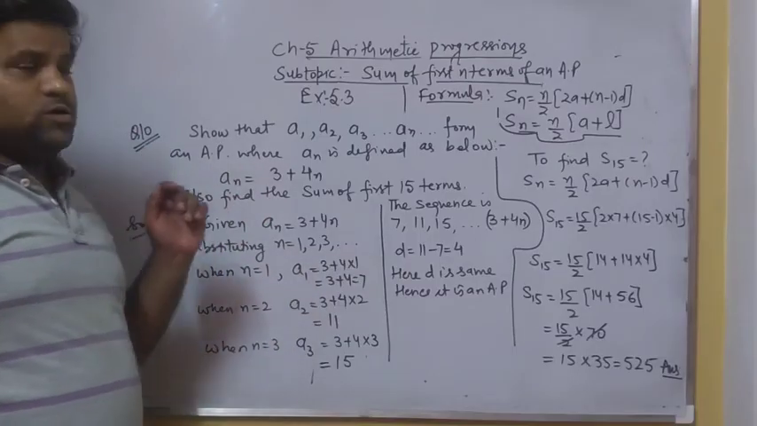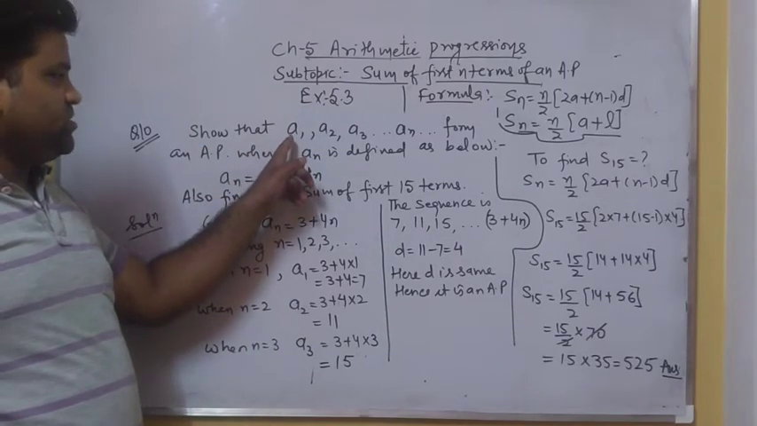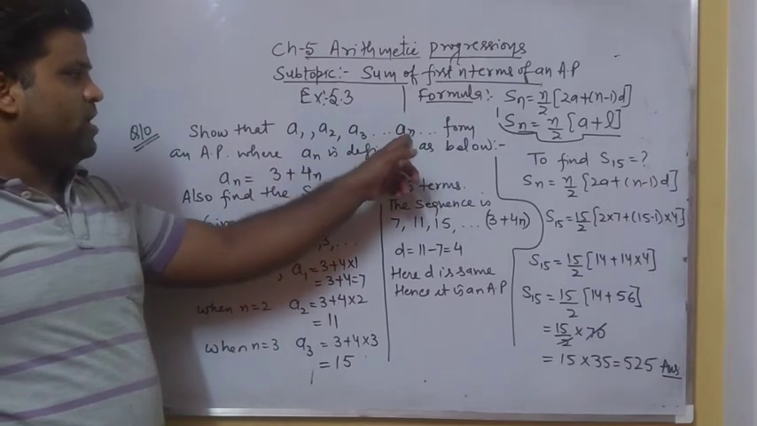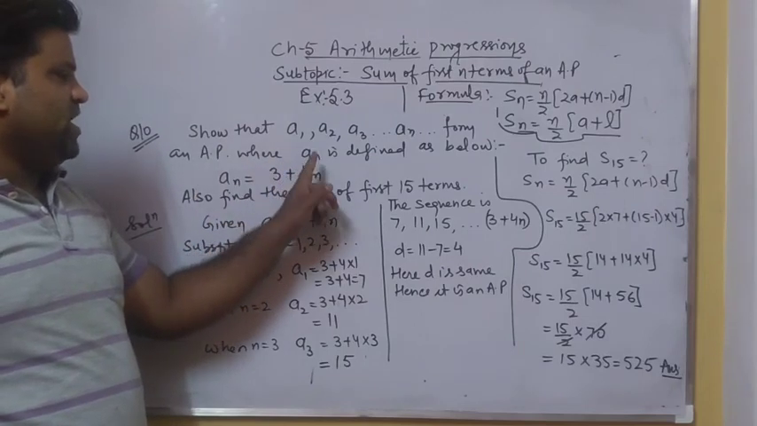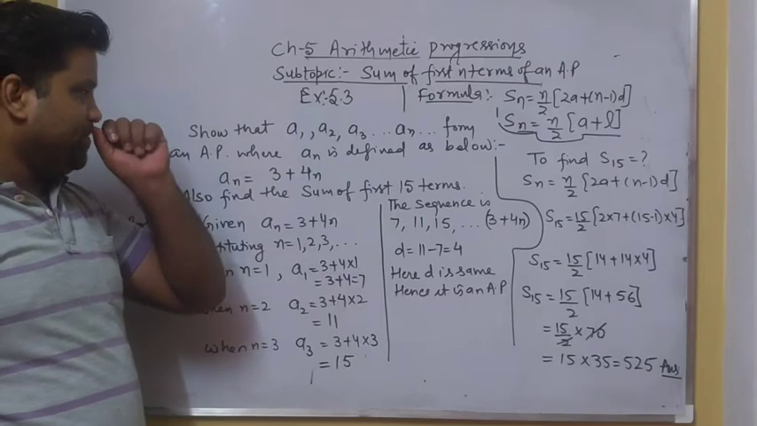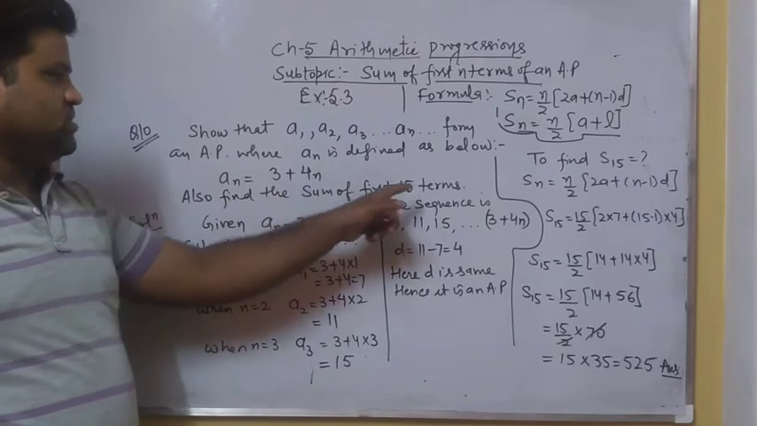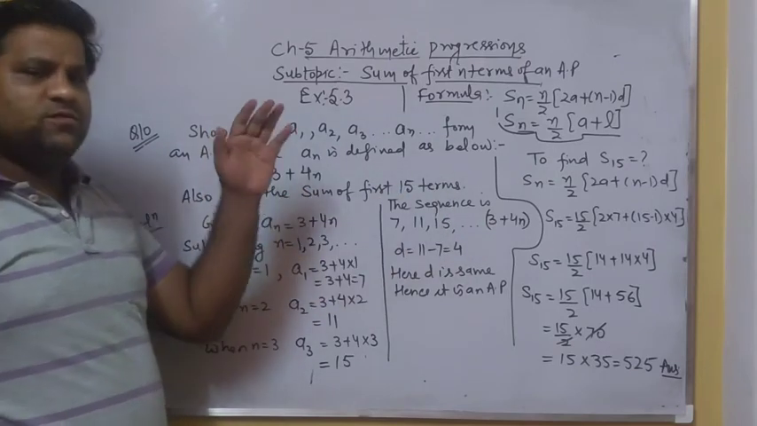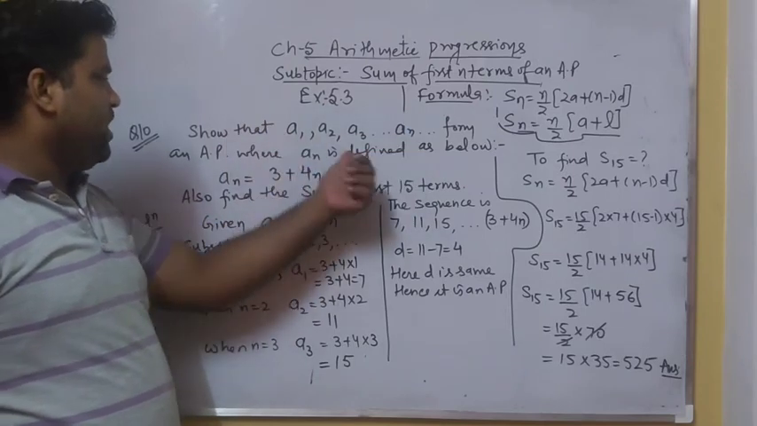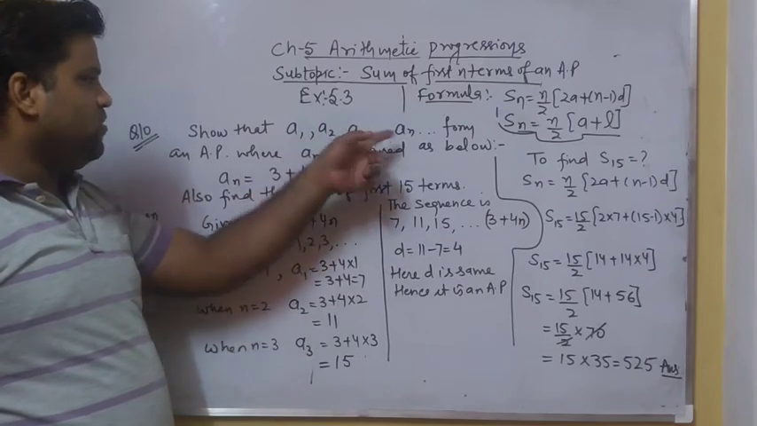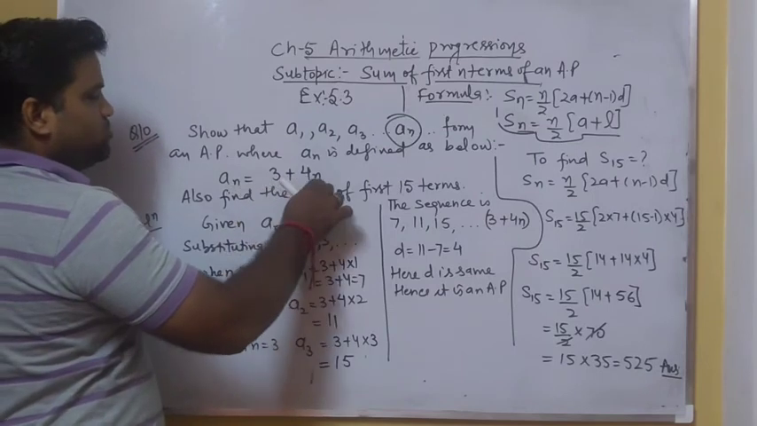Let us come to question number 10. Show that the given sequence, which starts with a1, a2, a3 up to an and so on, forms an AP, where an, the nth term of the sequence, is defined as an equal to 3 plus 4n, and also find the sum of first 15 terms. In this question we have to show that the given sequence forms an AP, and the nth term of that sequence is given, which is equal to 3 plus 4n.